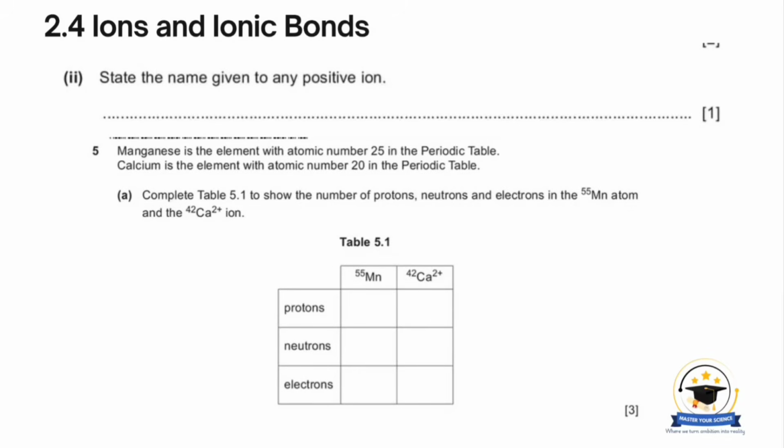The next question says, state the name given to any positive ion. So a positive ion is a cation. A negative ion is an anion.